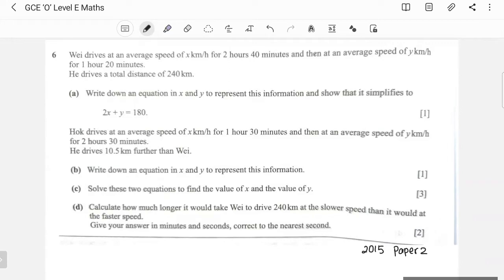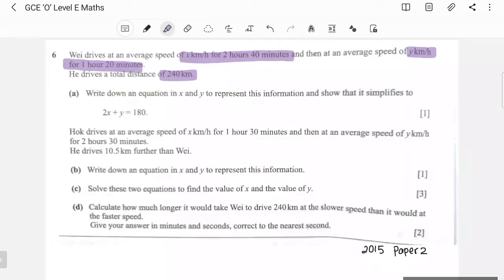So let's read together. Wei drives at an average speed of x km per hour for 2 hours 40 minutes, and then at an average speed of y km per hour for 1 hour 20 minutes. And the total distance he traveled is 240 km. For part A, they are asking us to write down an equation in x and y to represent this information and show that it simplifies to 2x plus y. So we want to connect the speed, time and distance together.